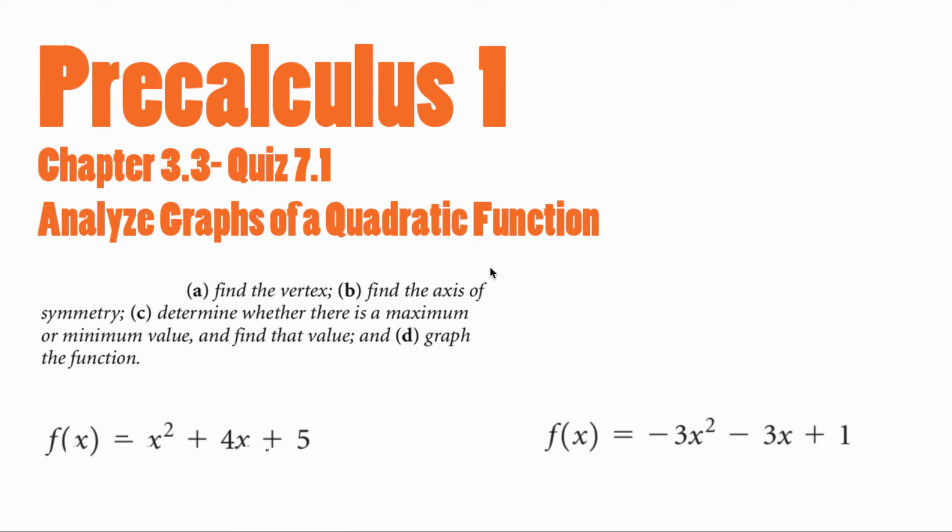For this chapter, we're going to analyze graphs of a quadratic function. First is asking us to find the vertex, find the axis of symmetry, determine whether there's a maximum or minimum, and find that value. Then after, graph the function.